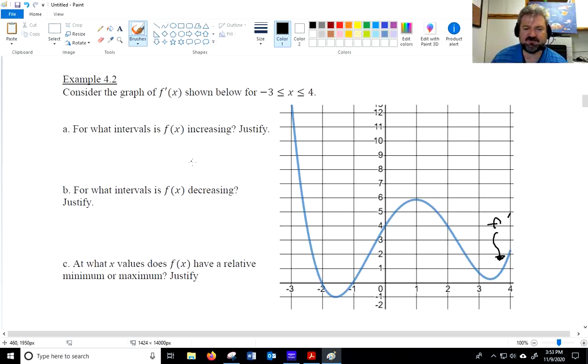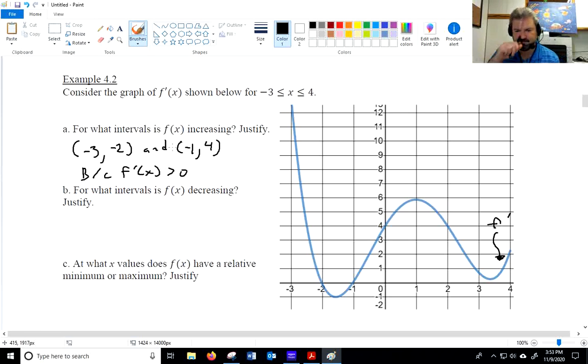Okay, for what intervals is f increasing? F is increasing wherever f prime is positive. So from -3 to -2 and -1 to 4. Why? Because f prime of x is positive. For what intervals is f of x decreasing? Well, that must be just from -2 to -1. And our justification is that f prime of x is negative.